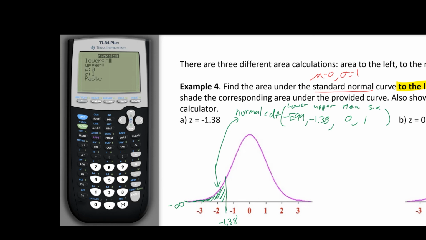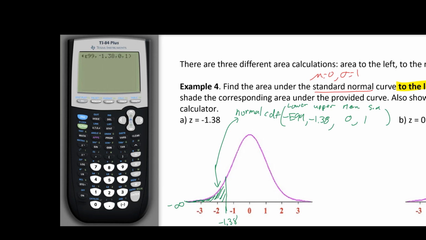The E that we're looking for: you see where the 7 button is? Right above it you see a comma, and in blue it says EE. That's what we're looking for. Even though it says EE there, when you do second and that comma button, it's just going to be a single E. You just need one. Then we put in 99. That's essentially negative 10 to the 99th power, the largest negative number that we can find. Upper, in our case, is the same negative symbol, negative 1.38. Then we have 0, and 1 for the standard deviation.